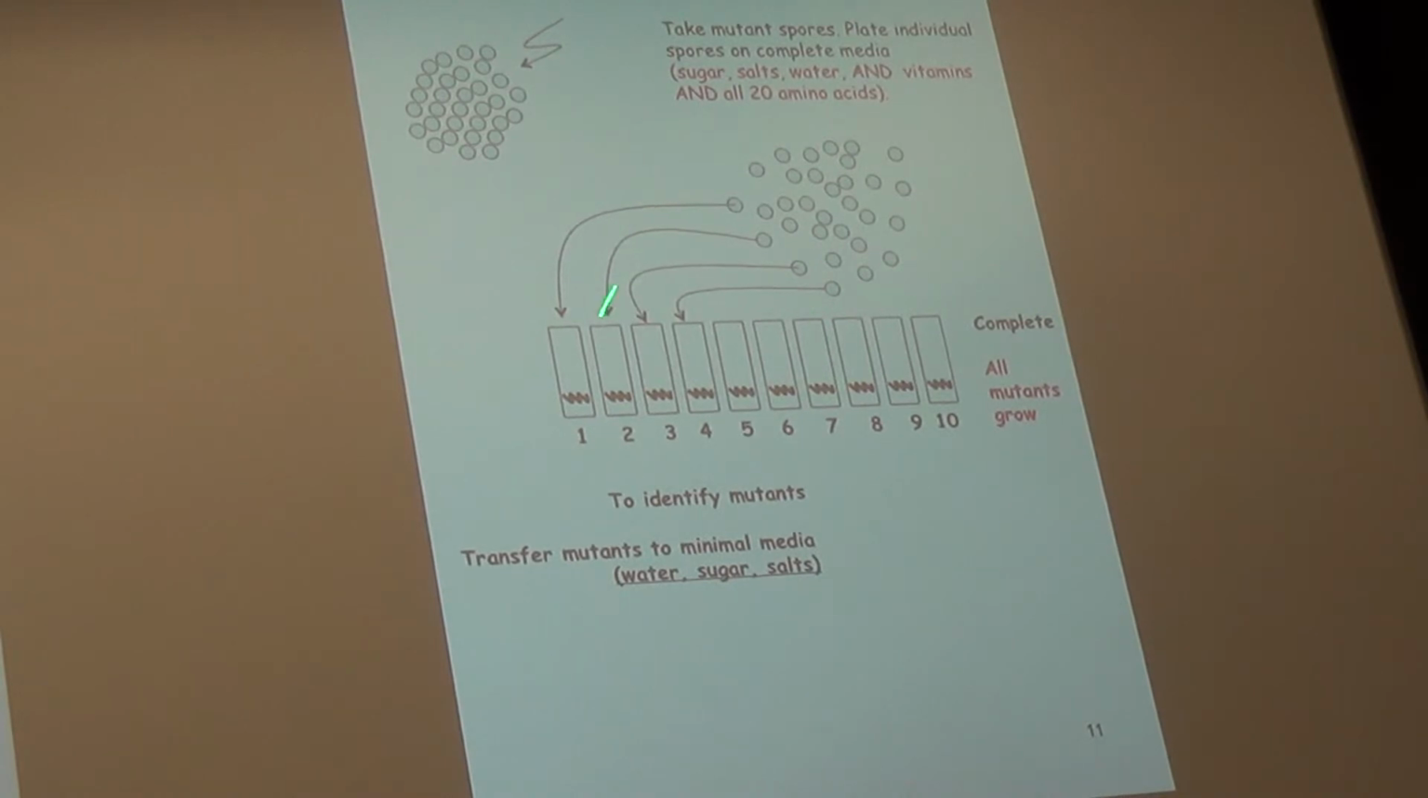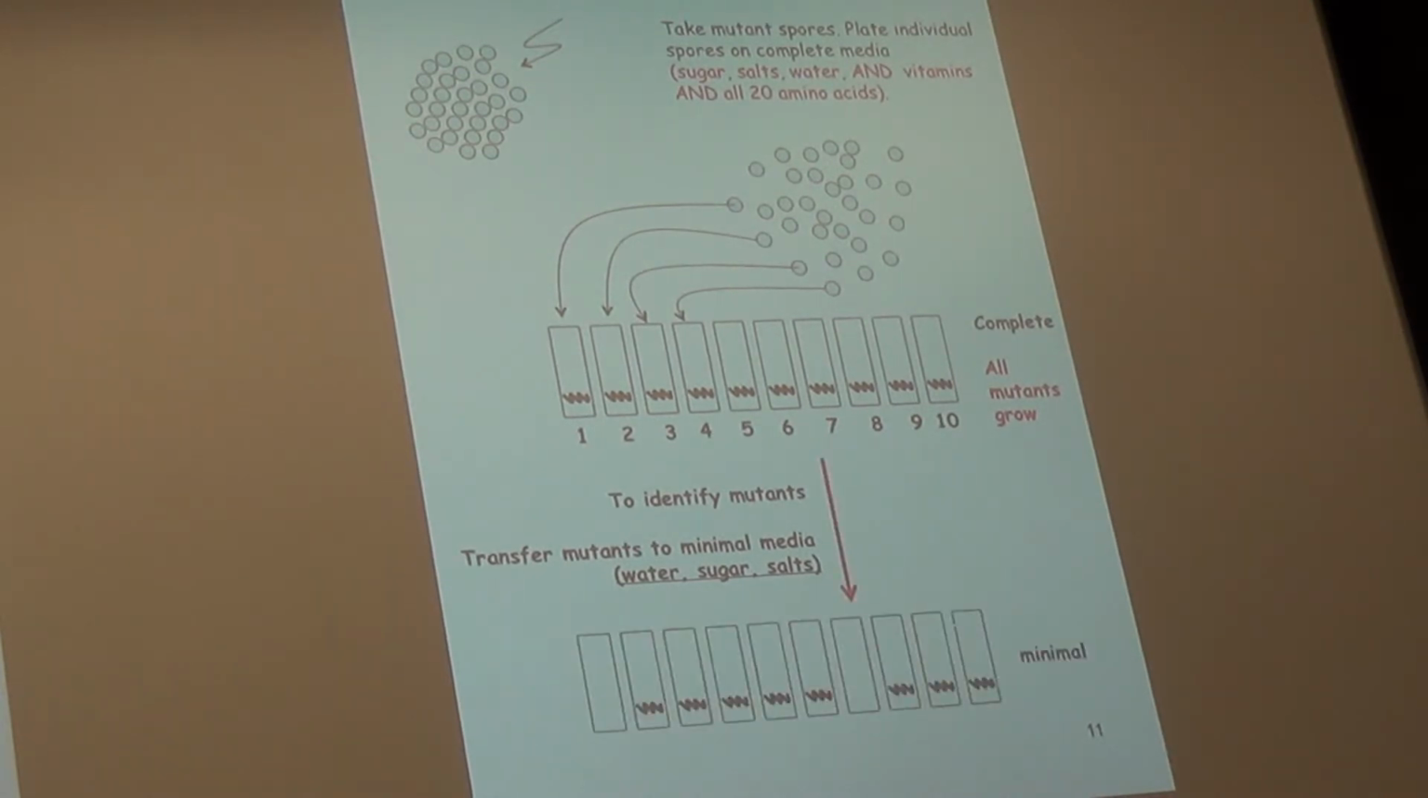Then you transfer them to minimal media. You transfer them to media that can take only water, sugar, and salt. No vitamins, no amino acids. Okay? And you ask the question, which of these cells can grow now under these minimal conditions, and which of them can't grow under these minimal conditions? And you might find something that looks like this. These cells can still grow on minimal media, but these two cells are unable to grow on minimal media. Number one, when it's transferred to minimal media, stops growing. And number 7, when it's transferred to minimal media, stops growing.